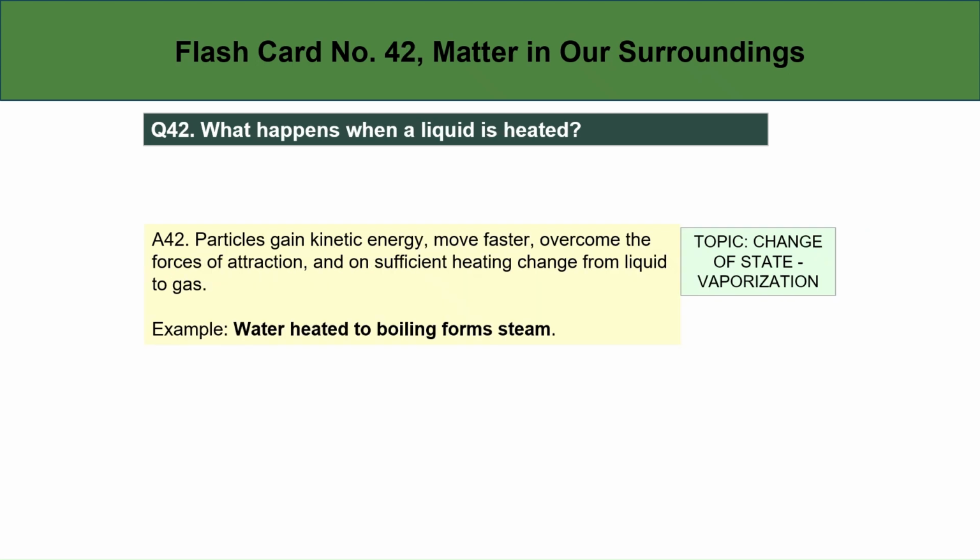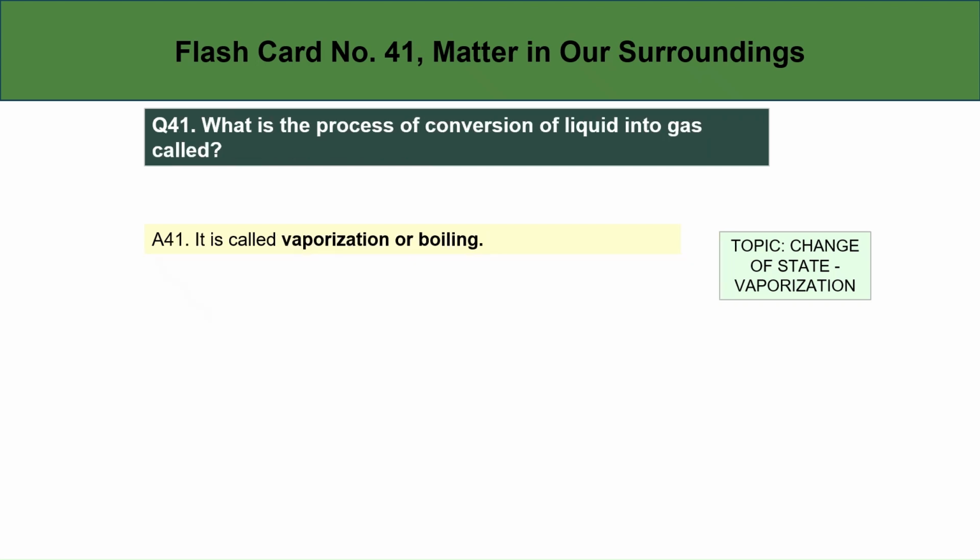Next. What happens when a liquid is heated? Particles gain kinetic energy, move faster, overcome the force of attraction, and on sufficient heating change from liquid to gas. Example, water heated to boiling forms steam. Next. What is the process of conversion of liquid into gas called? It is called vaporization or boiling.